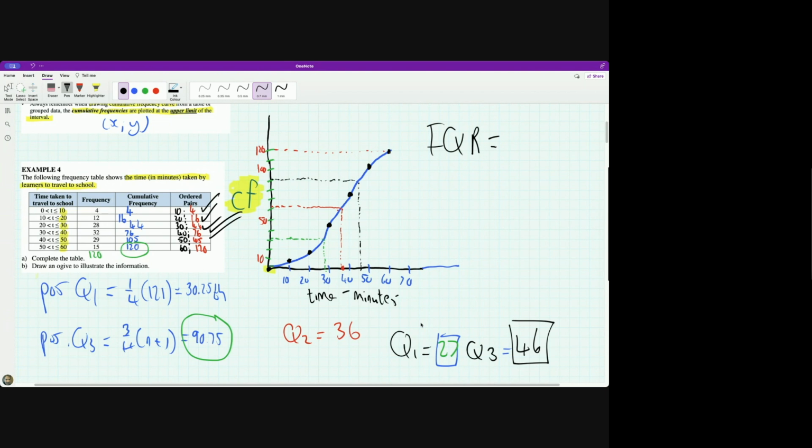Very nicely done. So now that we have the correct Q3, can I please have everyone working out an estimate for the interquartile range? What do you think the interquartile range is? I'll give you a hint. You're going to use Q1 and Q3.